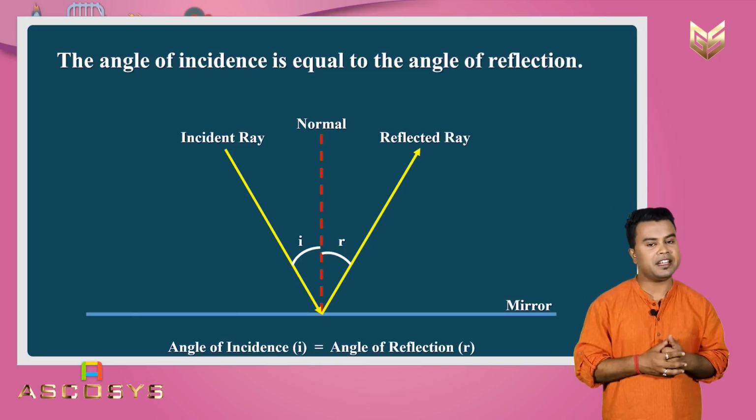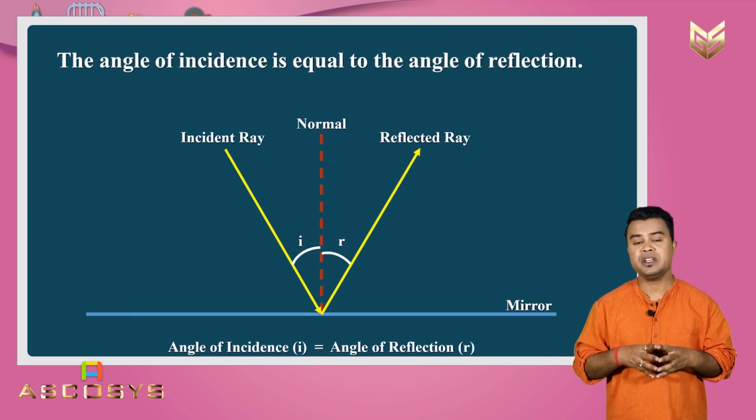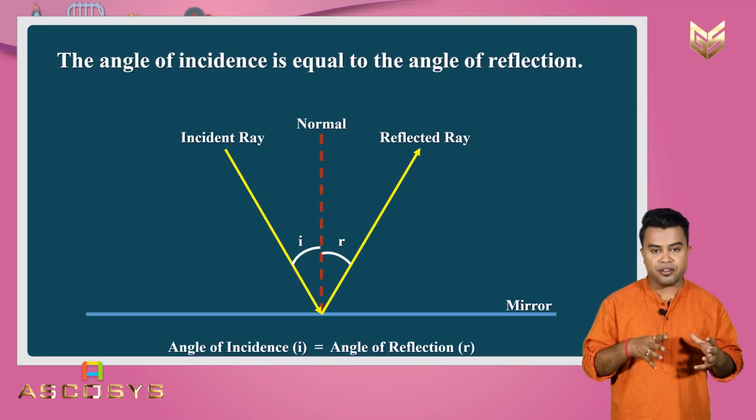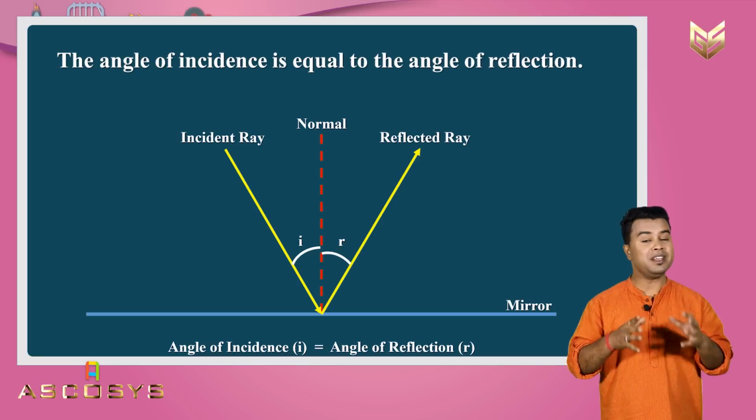In any reflecting surface, these two angles have to be equal. Suppose angle I is equal to 20 degree. Therefore, angle of reflection also has to be 20 degree. So, this is all about laws of reflection.